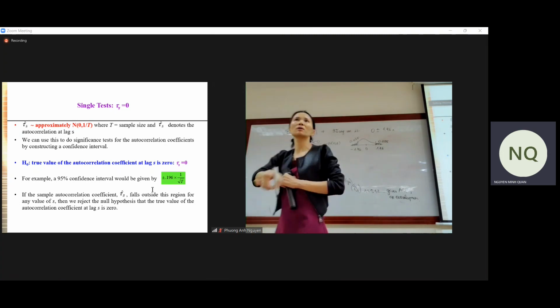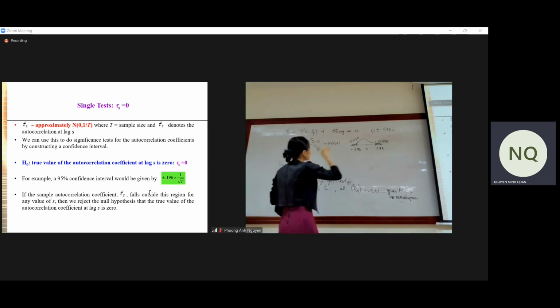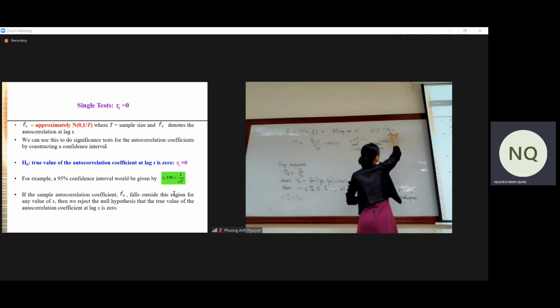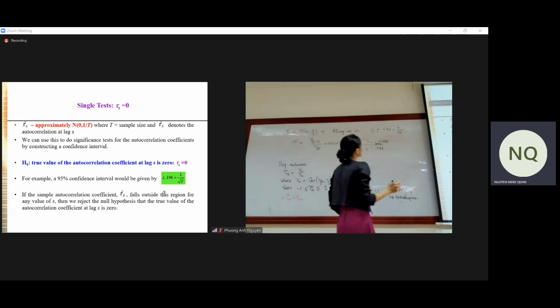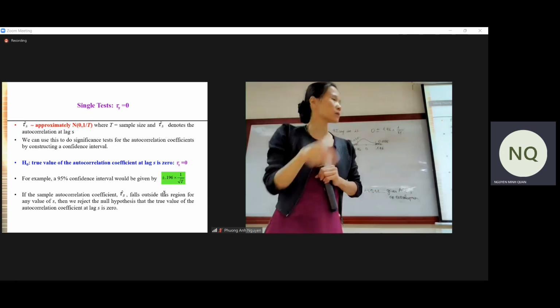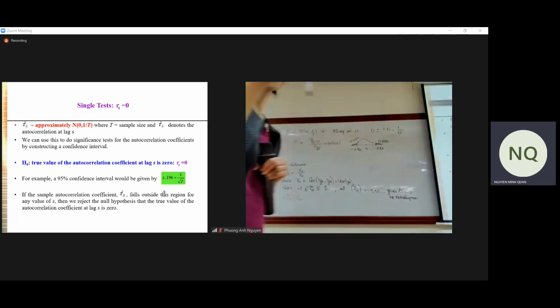So the confidence interval will be 0 plus minus 1.96 times standard deviation. Just like the one you got for the t-test in your midterm exam, you take the mean plus minus z times standard deviation. Standard deviation is 1 over root T, so that's why you get plus minus 1.96 divided by root T as the confidence interval at the 95% confidence level.